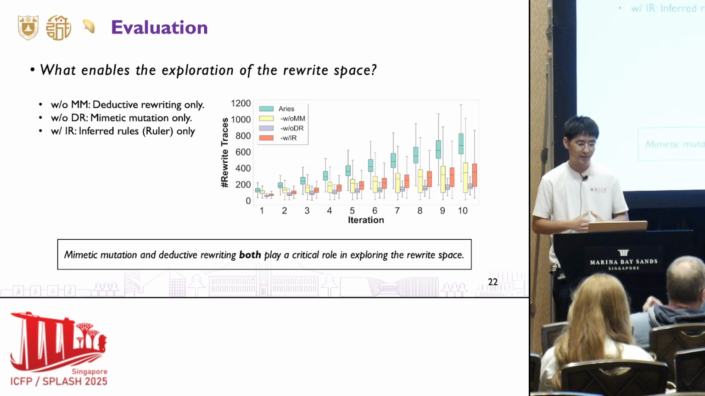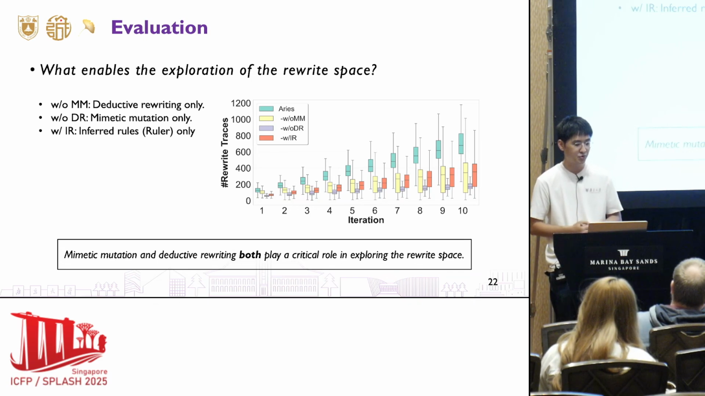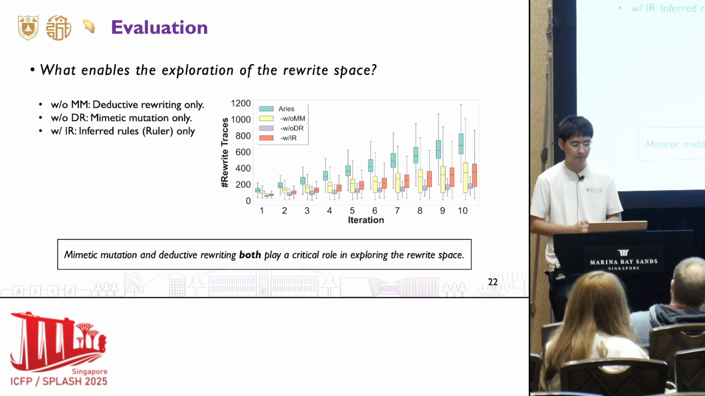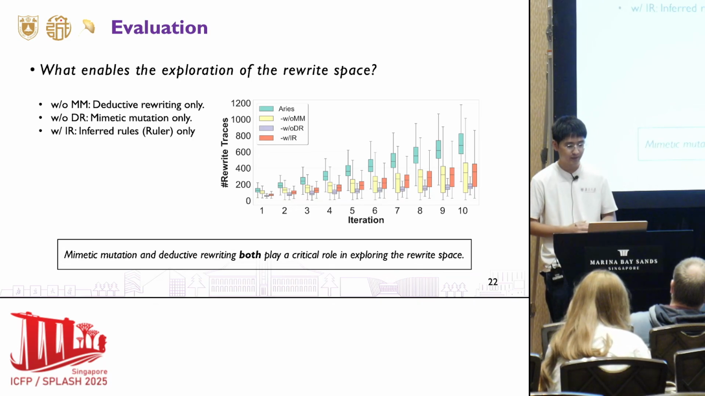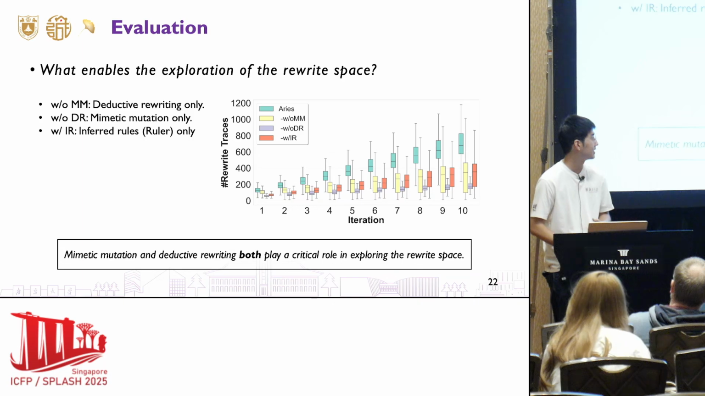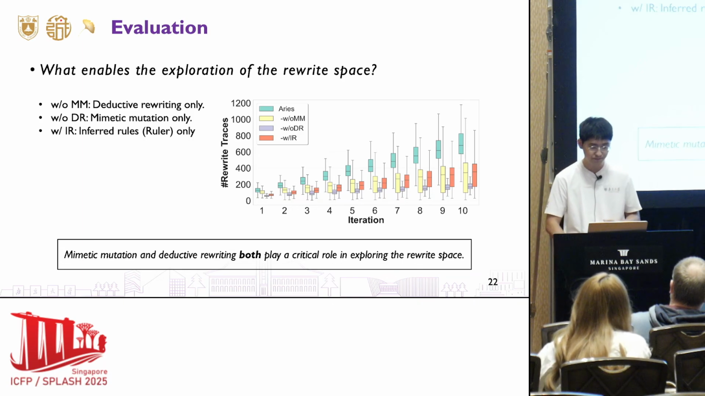We also ran an ablation study to evaluate the contribution of each component in our tool in terms of triggering rewrites. We built three variants here: one with only phase 1, one with only phase 2, and one with only the rules generated by Ruler. In all cases, effectiveness dropped significantly compared to the full method. This confirms that all components are necessary for our approach.